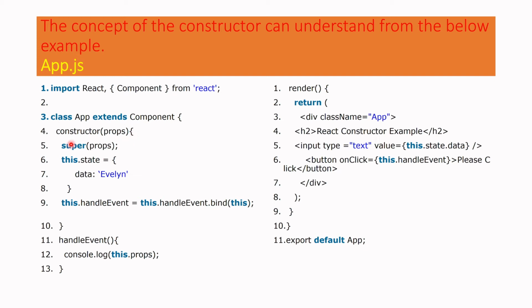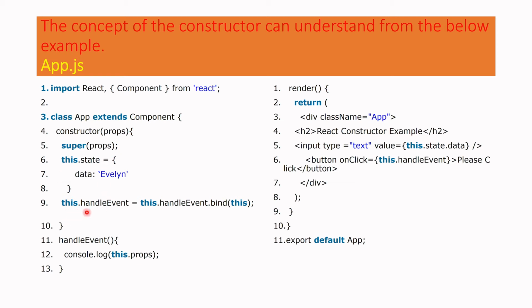Before writing anything else, what do we have to write? We have to write super, and pass the props as a parameter. Then close it, and then write this.state and pass the data. I am passing data equal to Evelyn. So we only use it to initialize the state. Either we initialize the state, or we bind the data. How will we bind the data?